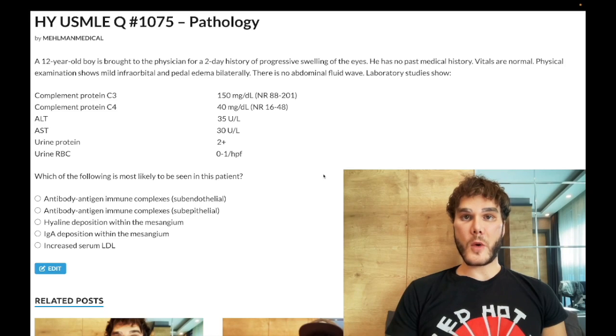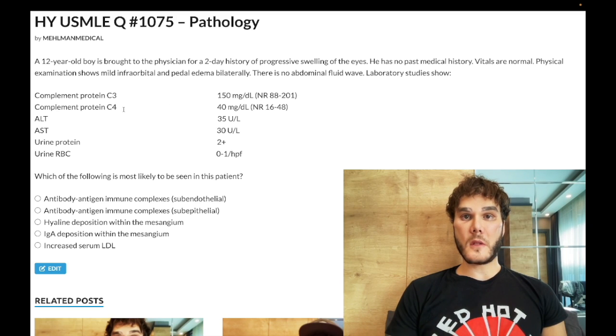How's it going, guys? Past level question for pathology for Step 1. 12-year-old boy. He's got a 2-day history of progressive swelling of the eyes, no past medical history, vitals normal, and physical exam shows that he's got swelling below the eyes and also at the ankles bilaterally. There's no abdominal fluid wave, no ascites.